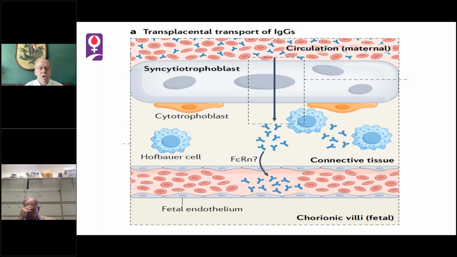across. Now, if you look at this cartoon and you see the mother circulation on the top, the first layer of cells are syncytial trophoblasts. They express FcRn, and it appears that to go from the circulation into the interstitial connective tissue, you need FcRn. However, going from this tissue into the fetal circulation, it's not clear whether that's entirely FcRn, partially FcRn, or not FcRn at all, because there are other Fc receptors.